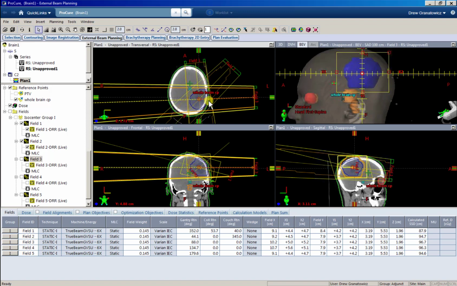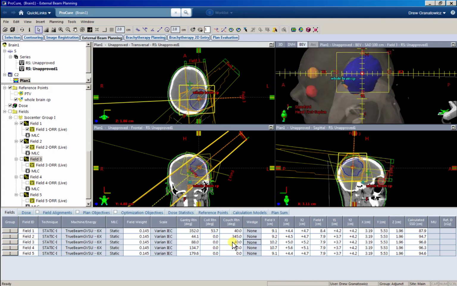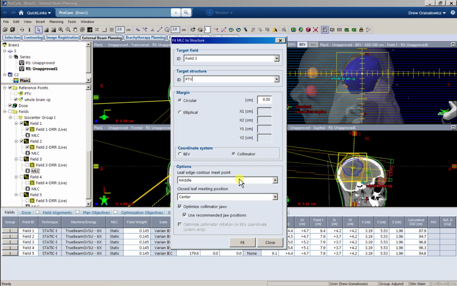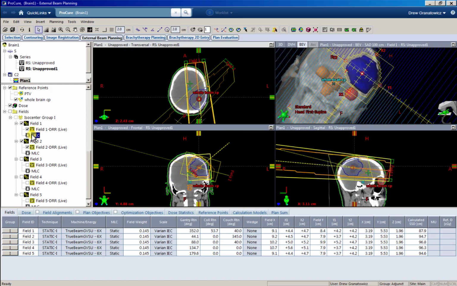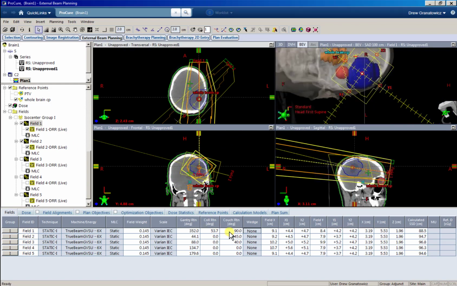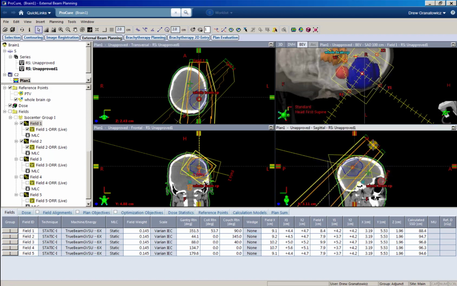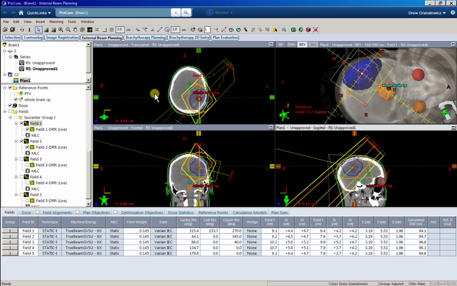Well, maybe field 3 I want to rotate to 40. Let's try that actually. Then field 1, if we put it at 90, there, I think I like that better.